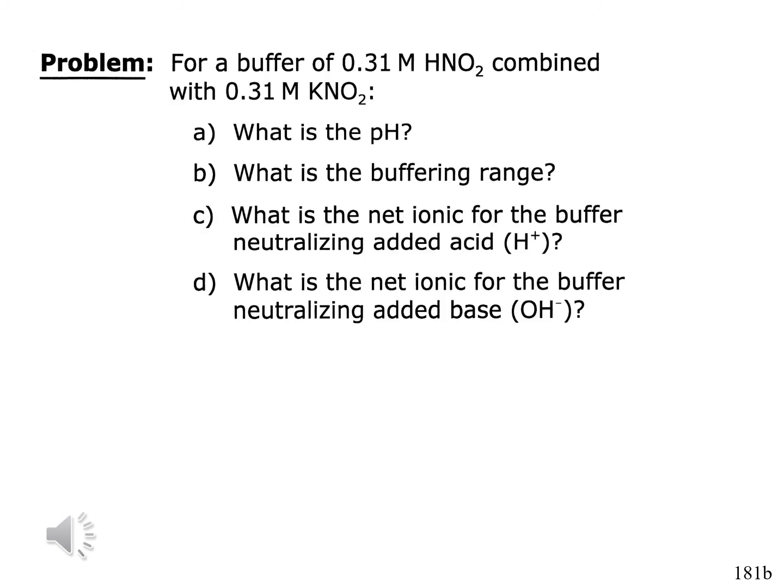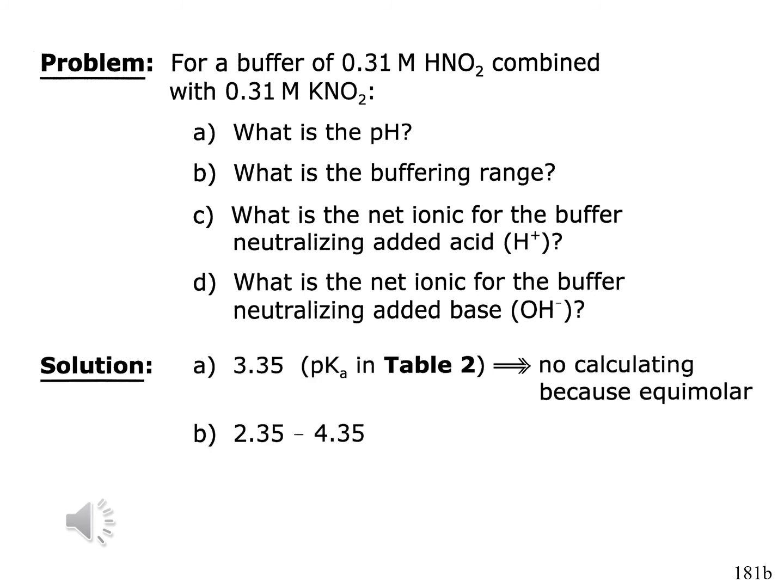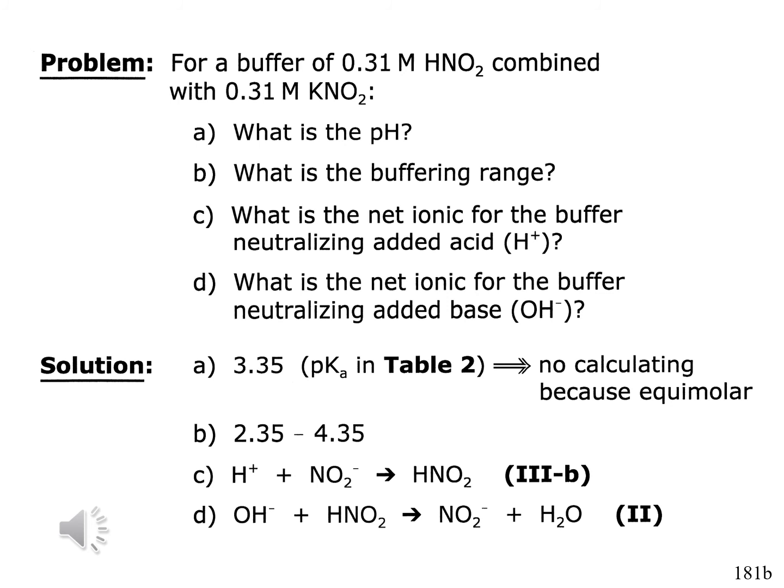So I'm going to ask the exact same questions I asked for the others. What is the pH first? And the buffering range. We looked up the pKa, 3.35, so the range will be plus or minus 1. If you're writing the equation for the buffer neutralizing H+, the H+ will stick to the base part, NO2- and make the other component. If you add a base to the buffer, it will react with the acid part, it'll pull the H off and produce water.